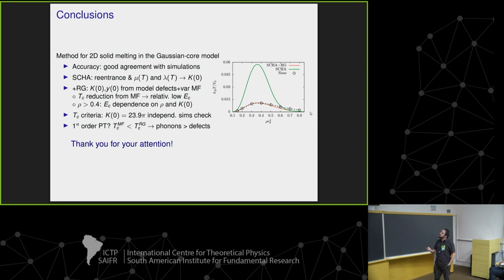So that's it. We have very accurate results. We see that the temperature drops significantly when we turn on the renormalization group because of the relatively low energy of the dislocations, so it proliferates at low temperatures. And that's it. Thank you.